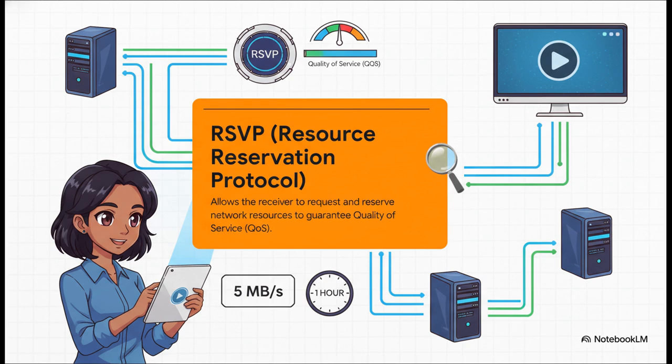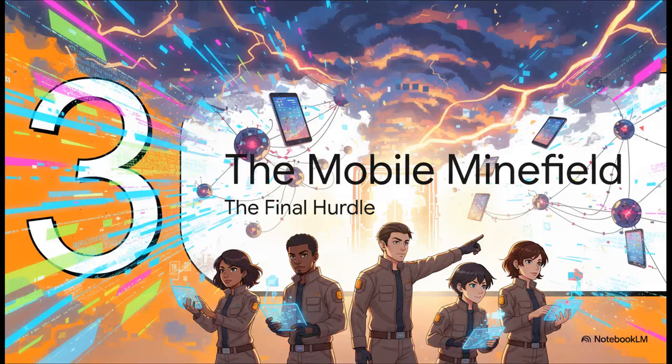This protocol lets the client effectively say, hey network, I'm going to need 5 megabits per second for the next hour to play this video. And if the network agrees, it literally reserves that bandwidth, which goes a long way to guaranteeing a high quality of service.